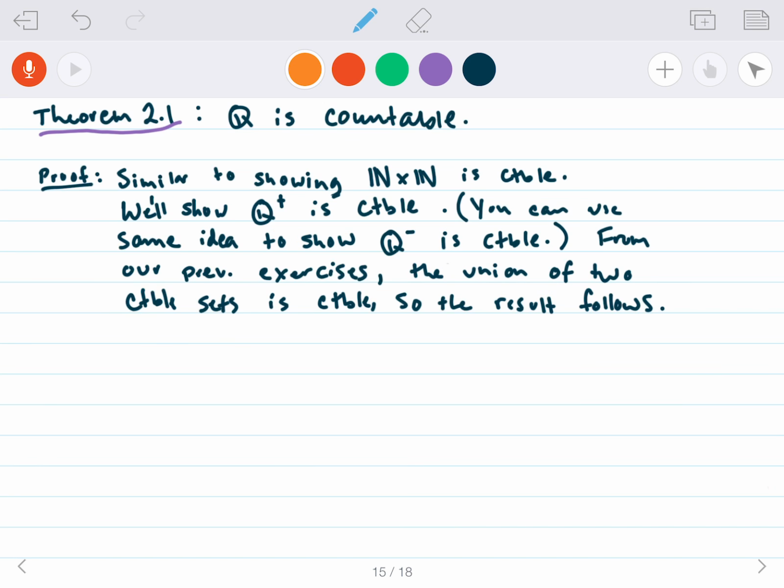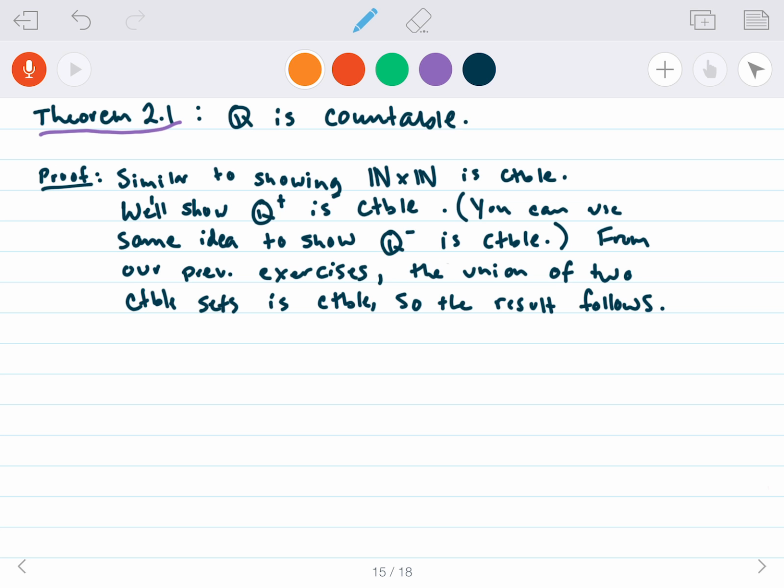Okay, so the next theorem we're going to look at is we're going to show that the rational numbers are countable. And so it's going to be a similar story to how we showed that the Cartesian product of the natural numbers N by N was countable. And so what we're going to do here is we're just going to show that the positive rationals are countable, and it's easy to adapt the proof to show that the negative rationals are also countable.